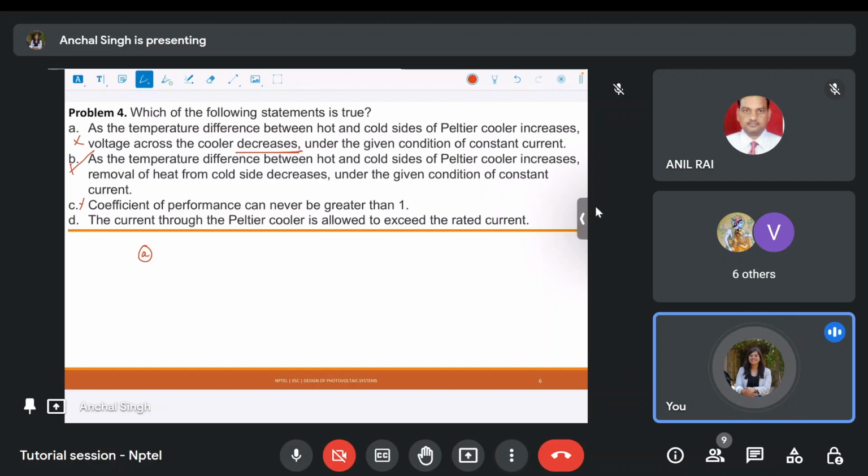The current through the Peltier cooler is allowed to exceed the rated current. No, we won't do that, because if the current exceeds the rated current, then as we have discussed, the I square R losses will increase, and because of this increase in losses, our QC, the pumping capability, will reduce, which we don't want. So we won't operate the Peltier module at higher than the rated current.